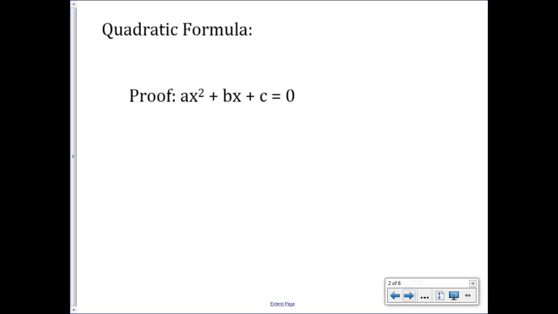I do have a good story that I heard about the quadratic formula. I'll share it with you in class.